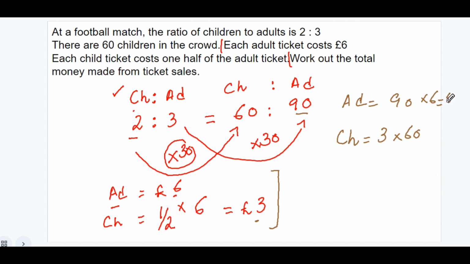6 times 9 is 54, so it is £540, and 6 times 3 is 18, so this is £180. So now the total cost will be 540 plus 180, which equals 720. So 720 is the total cost of the tickets. Okay, so now let's do the next question.